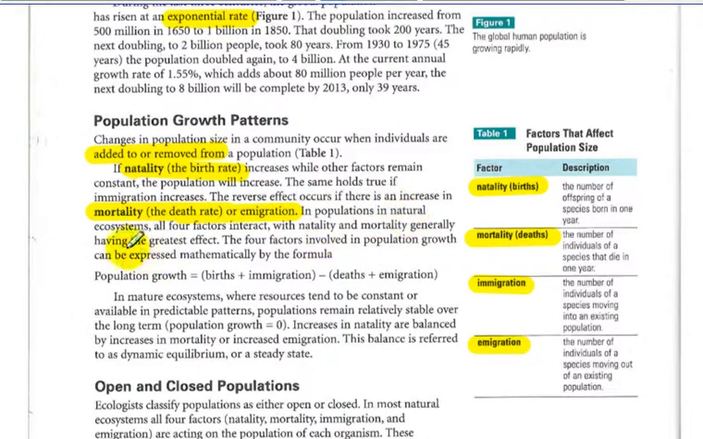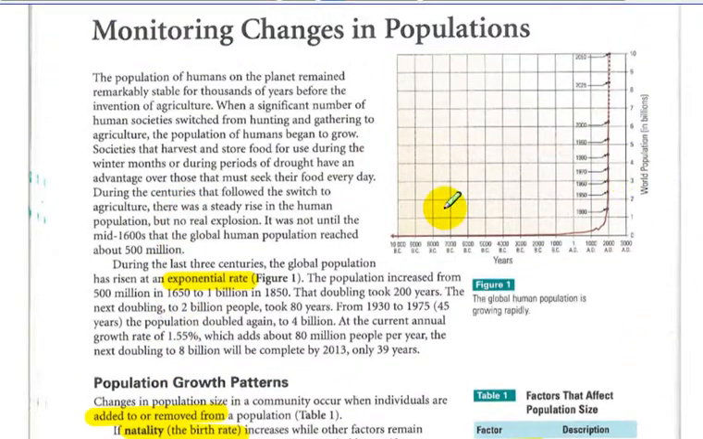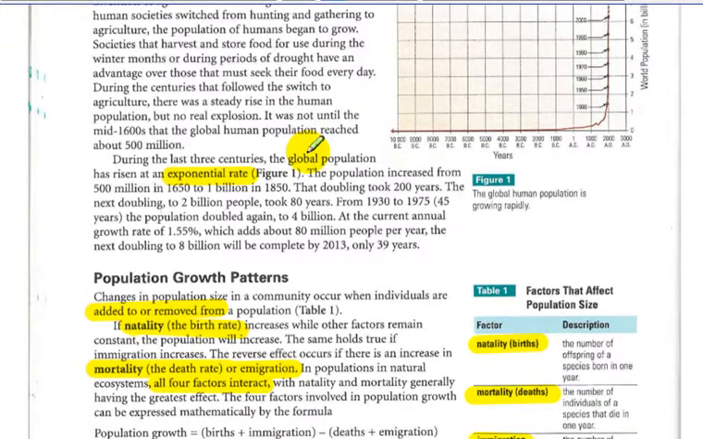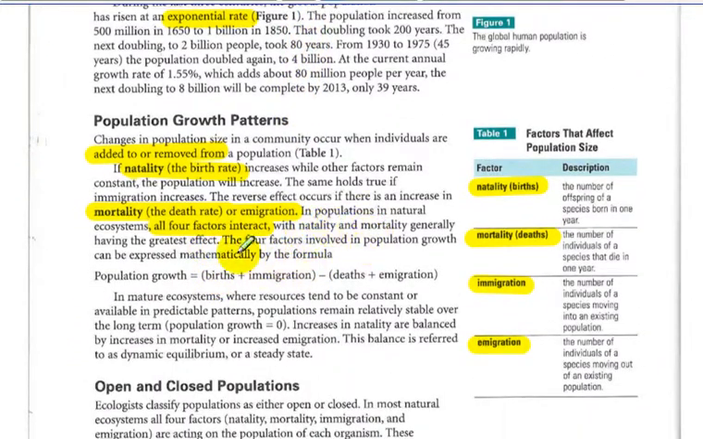In populations in natural ecosystems, all 4 of these interact. If we look at our planet as a whole, we just have natality and mortality, because as far as we know, we don't have any immigration into the planet and emigration out of the planet. Who knows though? Natality and mortality have the greatest effect in a natural ecosystem. The 4 factors involved in the population growth can be expressed mathematically.